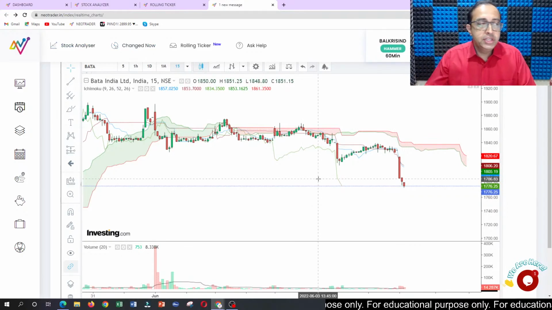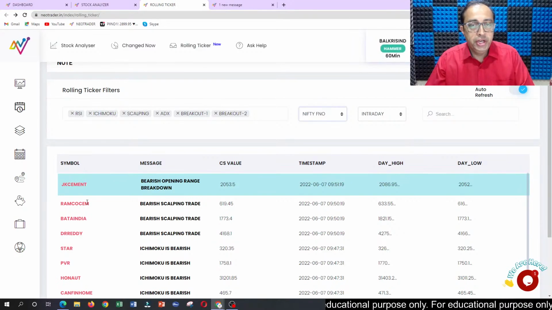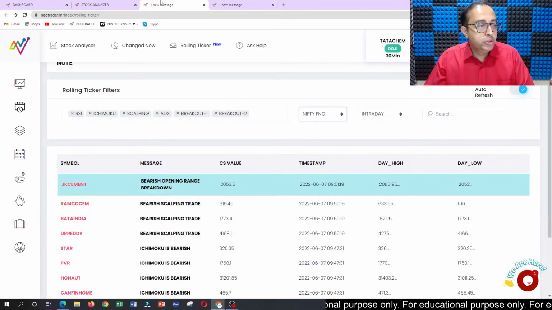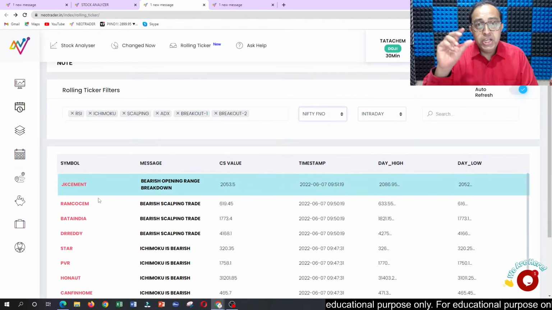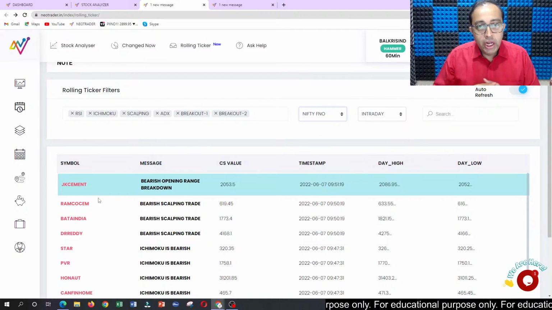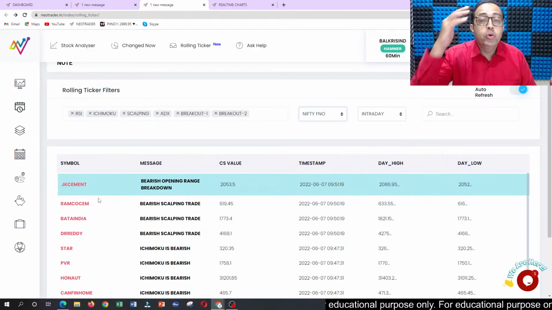So what happens is when you have some trades getting flashed on your screen, it makes it easier for you. Plus, we saw here that it had already come into the dark red. So that made my job easier. It came into dark red. You got an opportunity in the rolling ticker and then you got a trade. Now, JK Cement, bearish opening range breakdown. So when you start using rolling ticker, your ability to read the market goes up quite a bit.